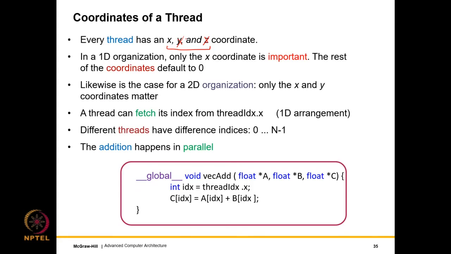Likewise, we can have a 2D organization, so this is possible to do. In a 1D arrangement, our thread was fetching threadIdx.x, but it could have also fetched threadIdx.y or z as well. The addition, needless to say, is happening in parallel, and this is where the power of the GPU comes in, in the sense that we create a lot of threads, and the GPU does a fantastic job in scheduling and managing them.